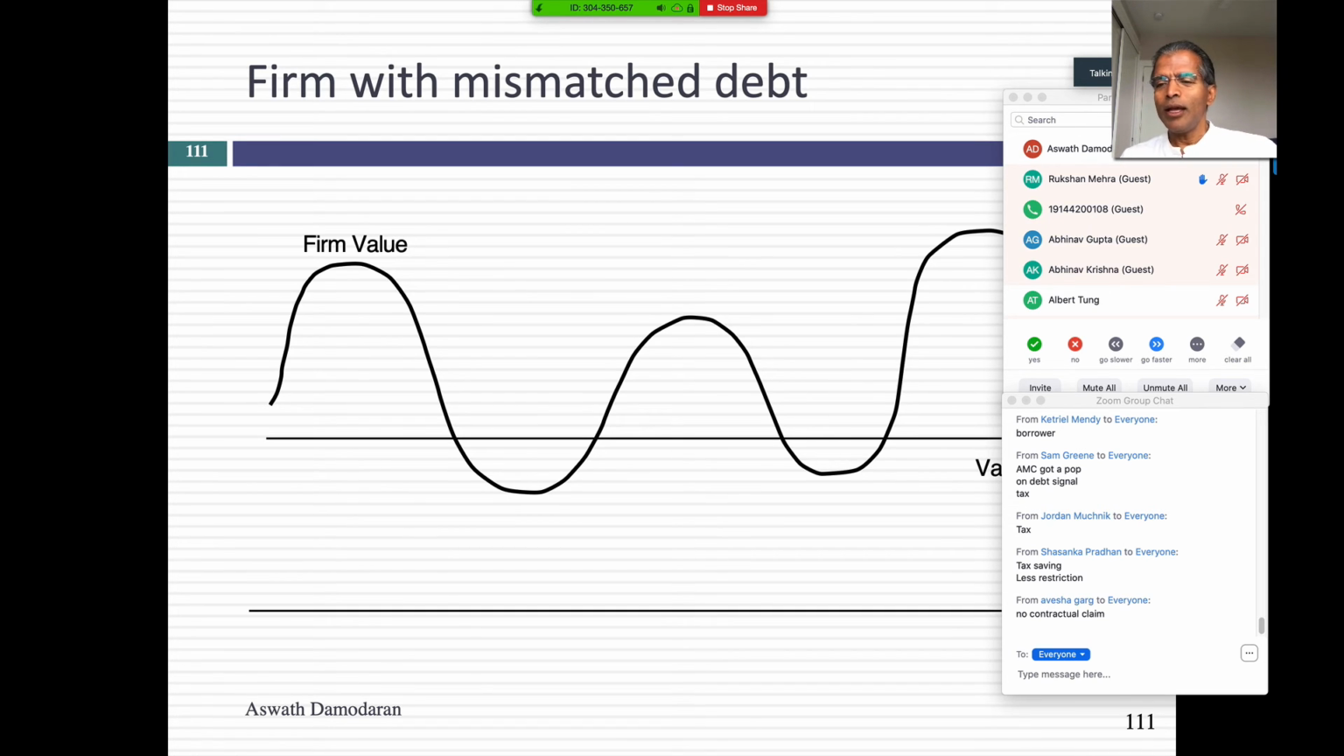Let's try. Let's think about why you want to try to create debt that behaves like equity. And I'm going to use a very simplistic example to illustrate my case for why you should design debt that behaves like equity. Let's say you have a company. The value of the company goes up and down. Say you're a cyclical company or a commodity company, so the value of the company goes through cycles. You see the line that goes through, that's my value as a company.